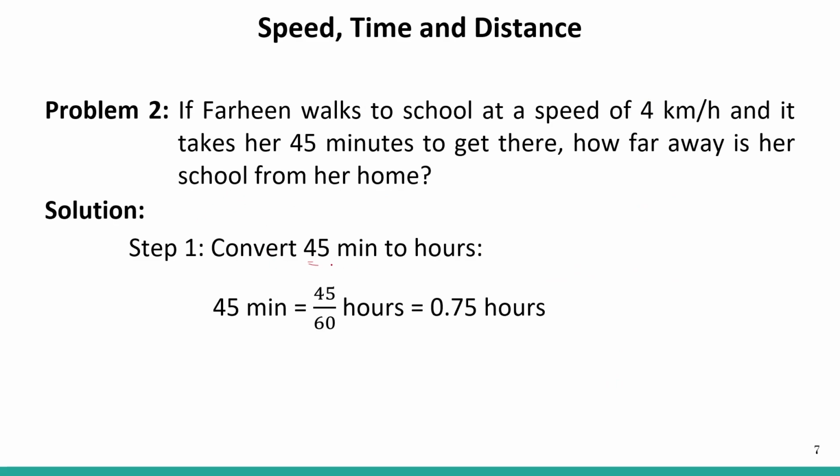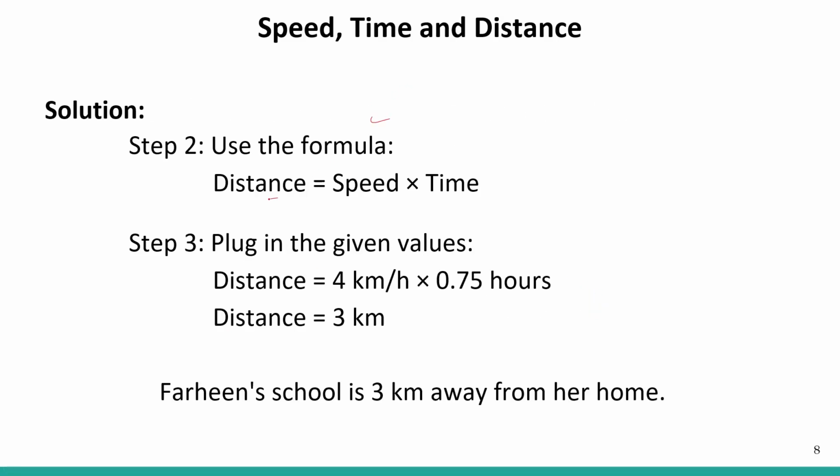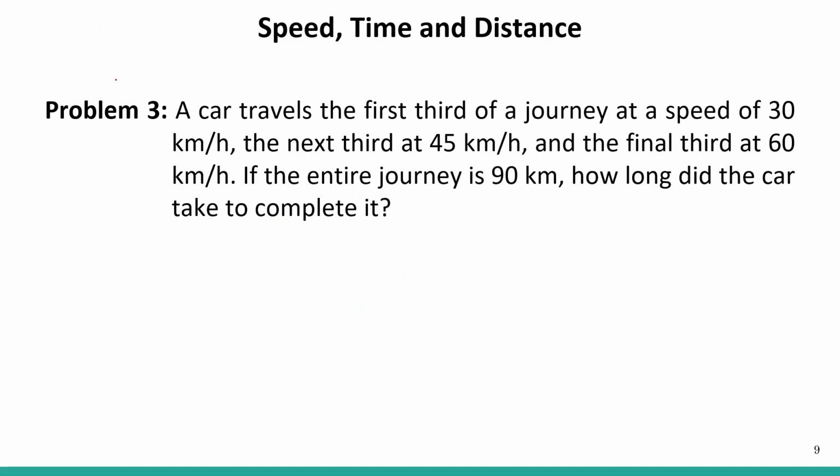Converting 45 minutes into hours, because in order to do the calculations we want one metric system. We'll be taking kilometer and hour as the metric system in this case. So 45 minutes is equal to 45 by 60 hours, so 0.75 hours, or 3 by 4 hour. Using the formula, distance is equal to speed into time. Plugging in the given values, 4 km per hour into 0.75 hours is equal to 3 kilometers. So Fareen's school is actually 3 km away from her home. Let's see problem number 3.